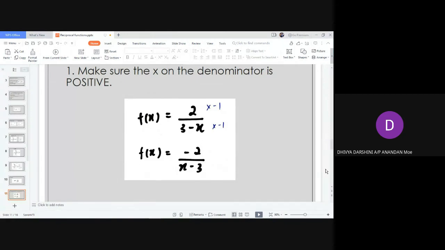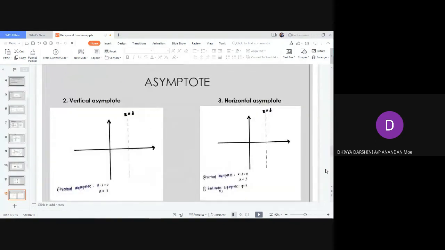And then the second step, we're going to find the vertical asymptote and horizontal asymptote. So our vertical asymptote, we just take the denominator, x minus 3 equals to 0. So x equals to 3. So we'll just put a vertical asymptote line there.